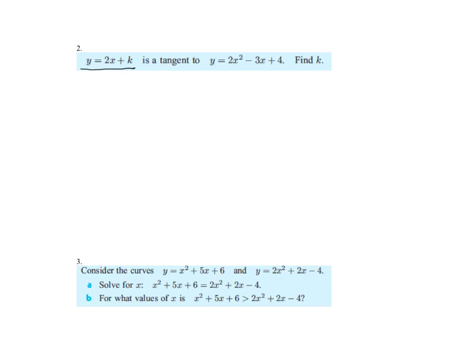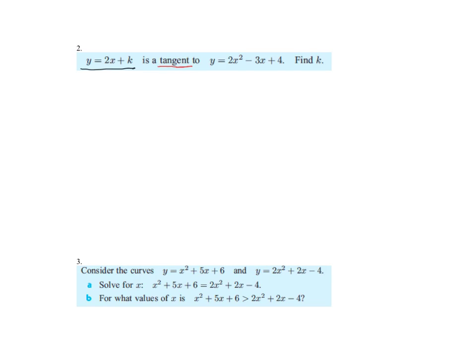So it says y equals 2x plus k is a tangent to the parabola y equals 2x squared minus 3x plus 4. Again, I know that's a parabola because it has x squared. And now we want to find k. So we know that there is one point of intersection because it's a tangent. That's what that tells me.